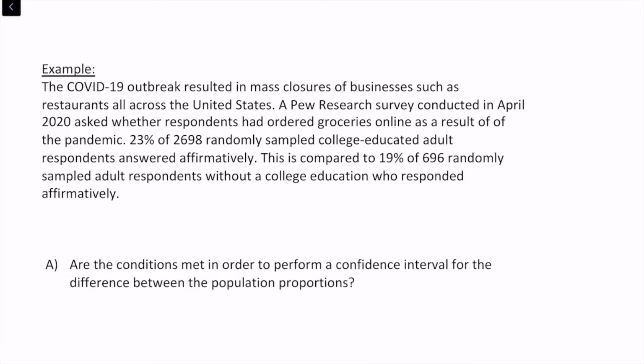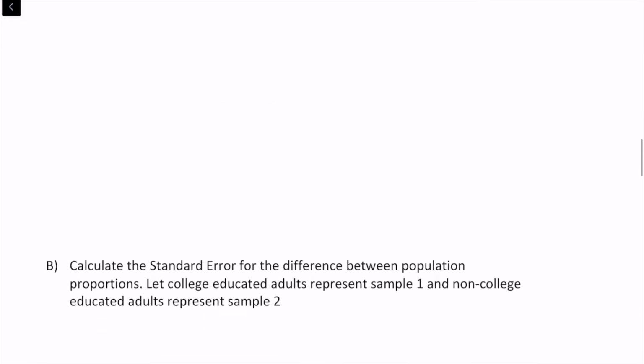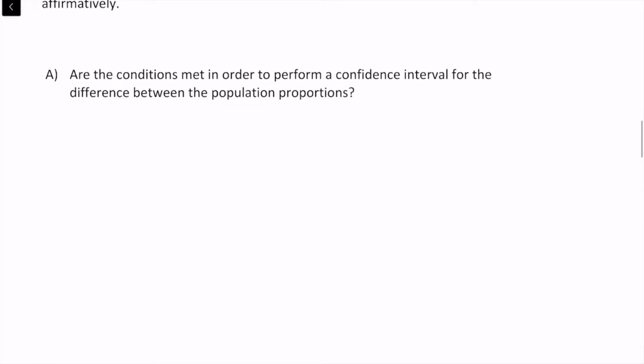Okay, here we go. Part A. Are the conditions met in order to perform a confidence interval for the difference between the population proportions? All right, so recall, what is our first condition we should check? We are going to check if we have independent groups.